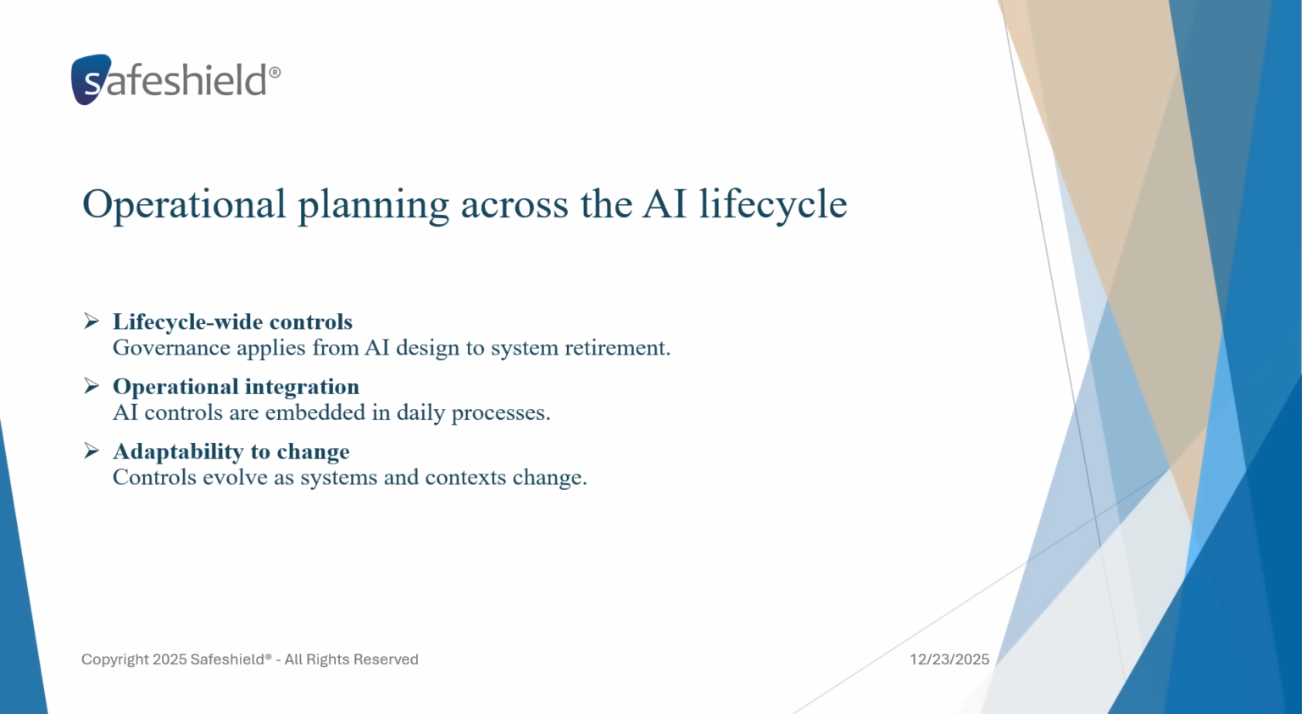Operational planning ensures that AI governance requirements are embedded into everyday activities rather than treated as isolated compliance tasks. ISO 42001 requires organizations to plan, implement, and control processes needed to meet AIMS requirements across the full AI lifecycle. This lifecycle perspective includes design, development, testing, deployment, operation, monitoring, modification, and retirement of AI systems.